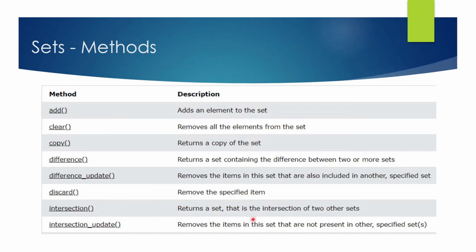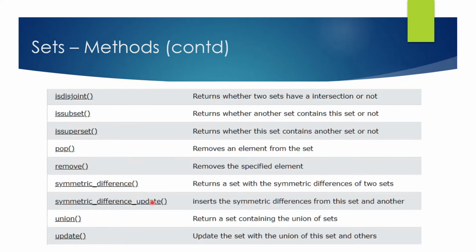Intersection returns a set that is the intersection of the other sets. Intersection_update removes the items in this set that are not present in other specified sets. Isdisjoint returns whether two sets have an intersection or not. So it will only return whether two sets have any kind of intersection or not.